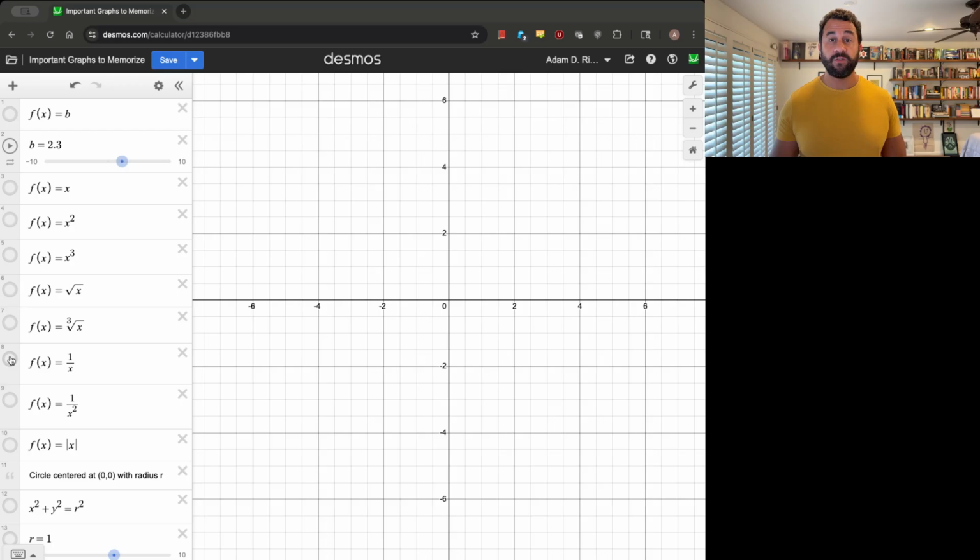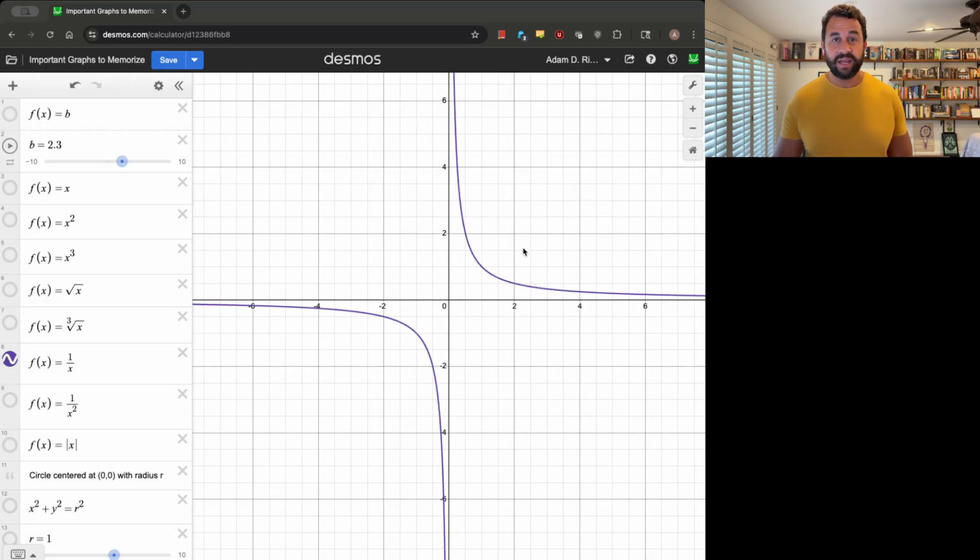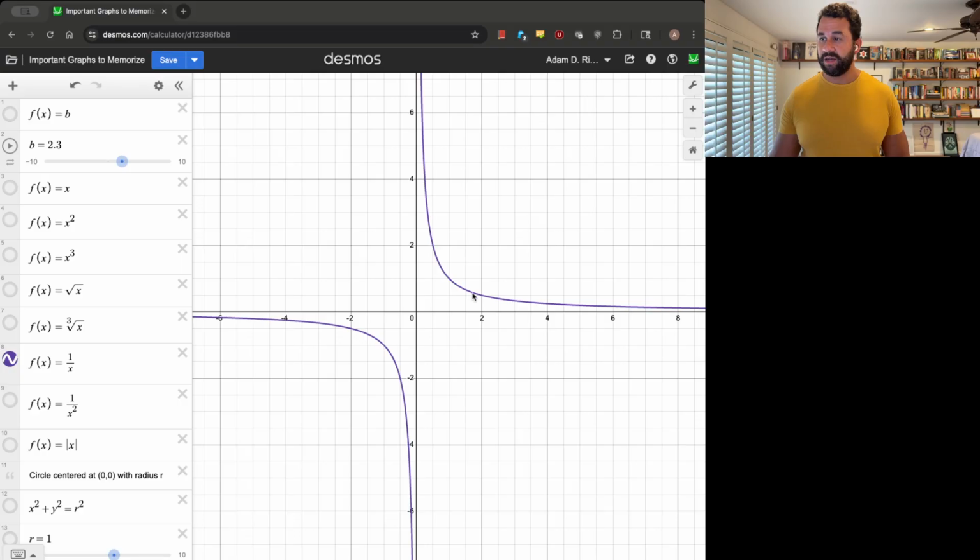Now let's look at 1 over x. So this is what 1 over x looks like. This one we actually explored way back in section 1.1. We were just looking at the positive branch of it right here. If you take 1 and you divide it by x, this is what you get. Now, if x is negative, you're going to get a negative result, just like that.